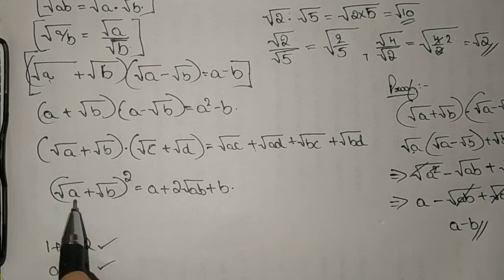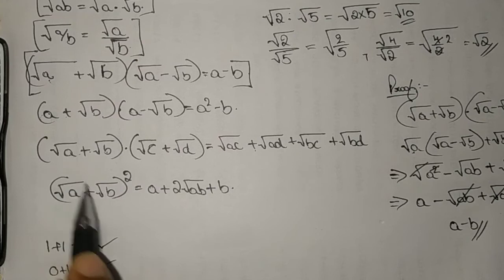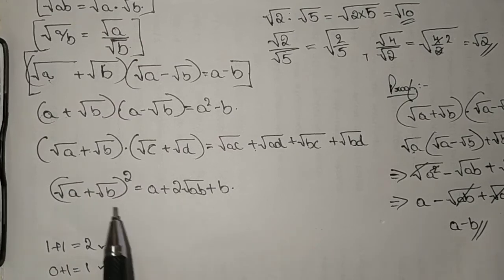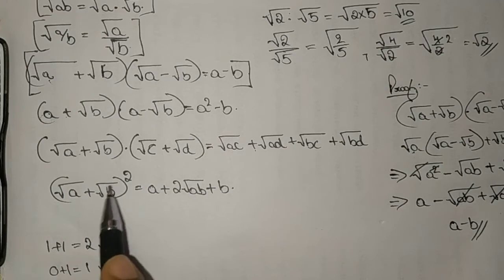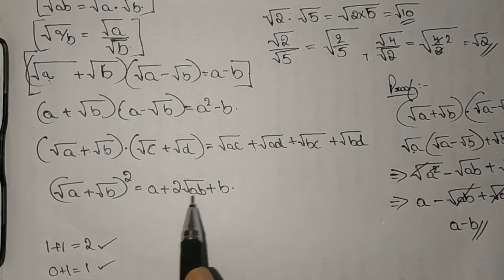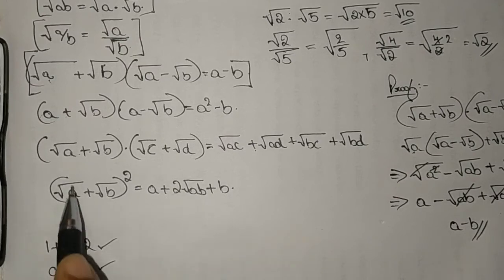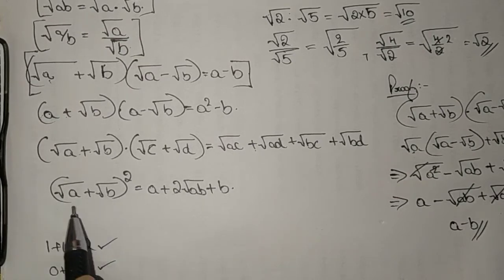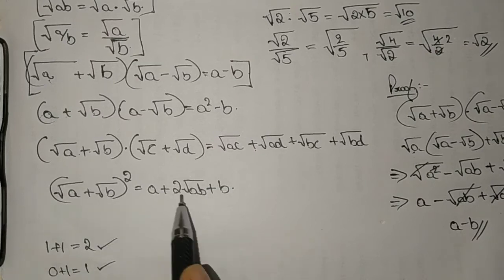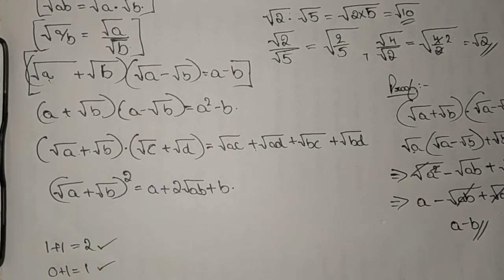A plus b formula, a square. Here a is root a, so root a square, square and square root cancel gives a, plus root b square, square and square root cancel gives b. 2ab, 2. A is root a, b is root b. Root a into root b gives root ab, first thing. Yeah, we are done with this.